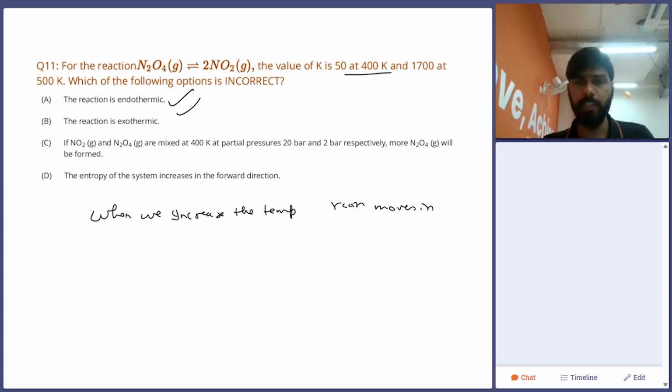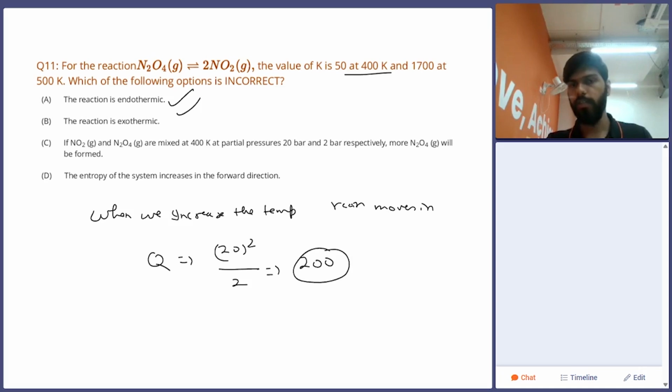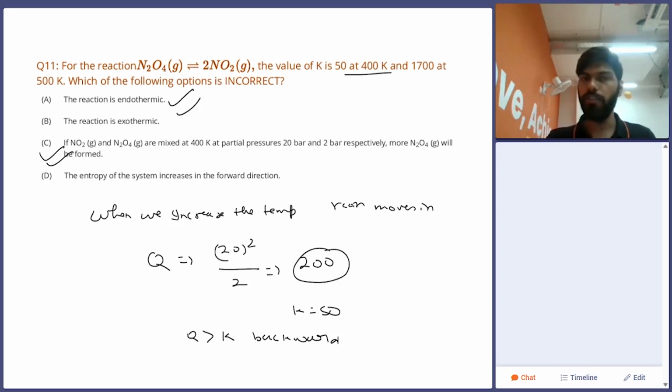Okay, clear? Now if NO2 and N2O4 at 400, this will become 20 square upon 2, this will become 200. So Q value is 200 and K value is 50. Q is greater than K, so the reaction moves in the backward direction, which means reactant N2O4 will form. So option C is also correct. Entropy of the system increases in the forward direction, since the more the number of moles, the more the entropy, the randomness. So this one is also correct. Which one is incorrect? Option B is the right answer. Okay, this is incorrect.